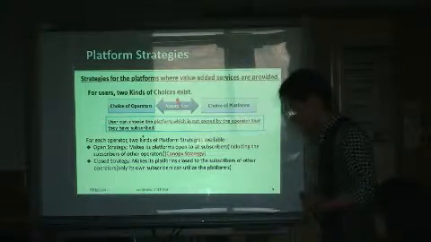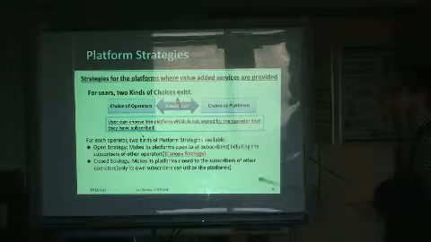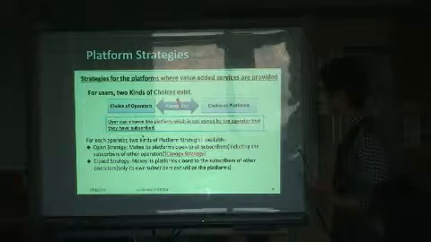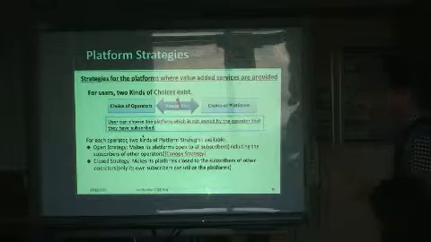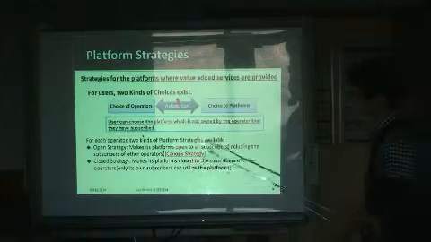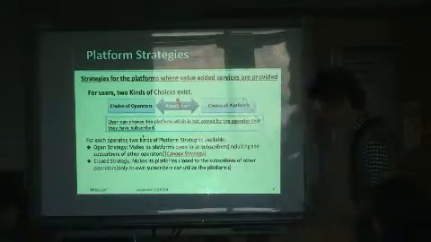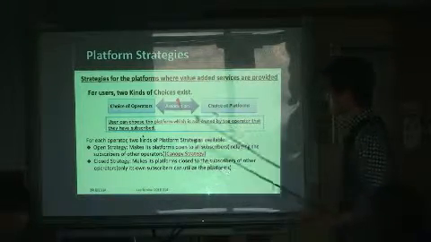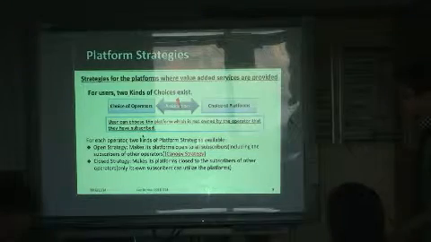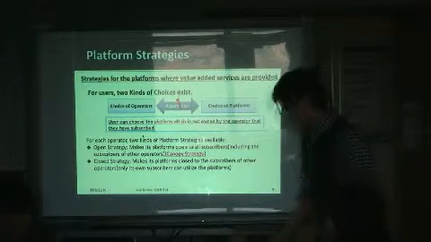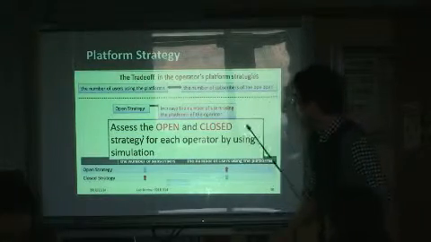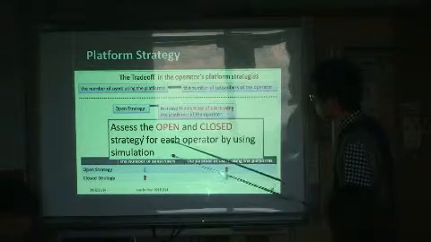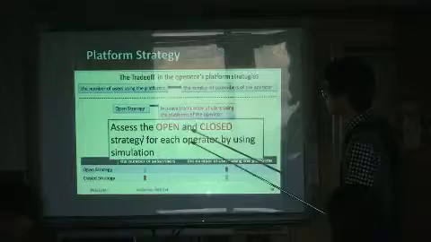So for each operator, we have two kinds of strategy. The first is the open strategy, which makes its platform open to all the subscribers, including the subscribers of other operators, which is the kind of canopy strategy introduced by Professor Deguchi. And another strategy is the closed strategy, which makes its platform closed to the other subscribers. So here exist two kinds of strategy.